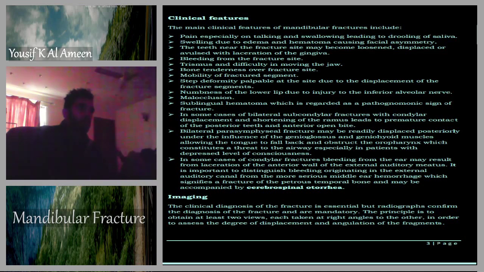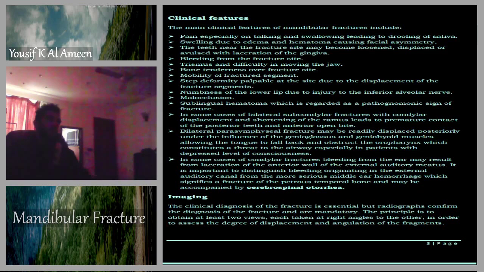Step deformity, palpable, malocclusion, sublingual hematoma, which is regarded as a pathognomonic sign of fracture.